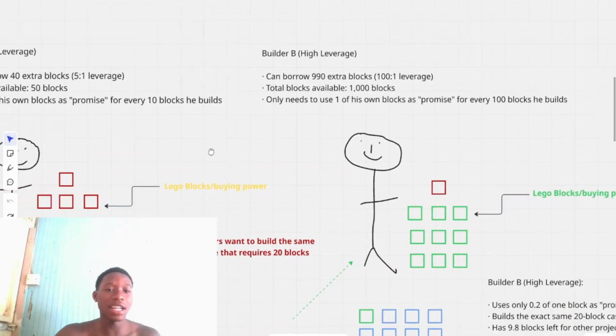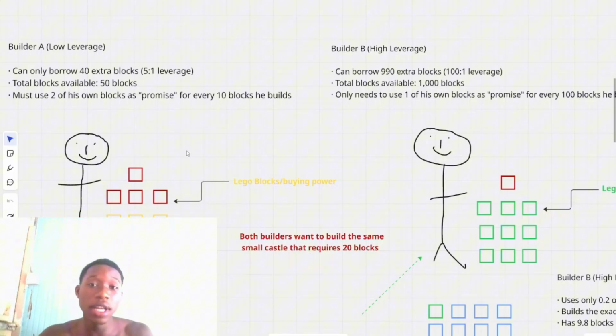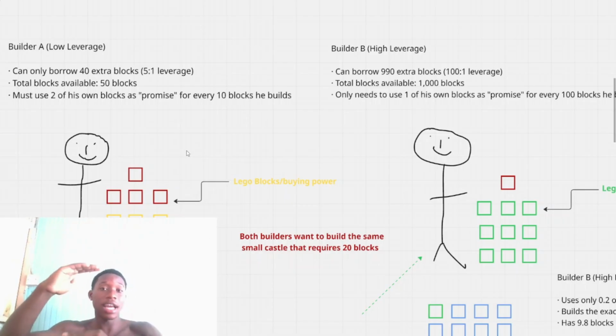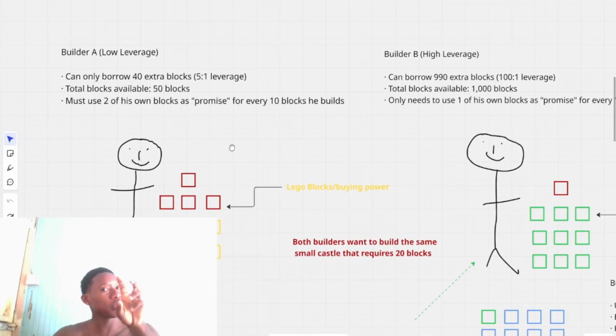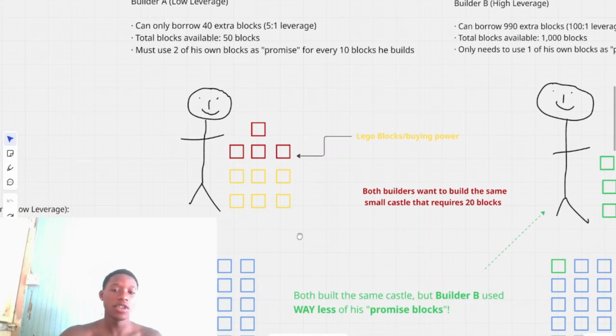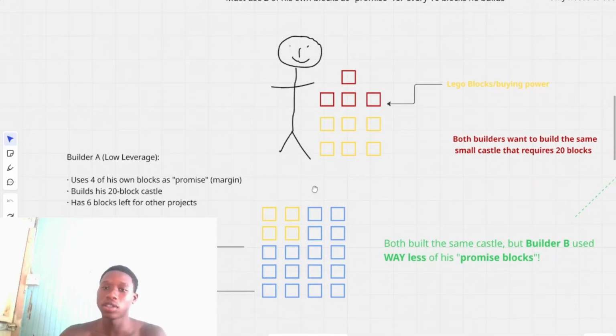So now that we have that out of the way, both builders want to build the same castle that requires 20 blocks, right? Both builders want to build a Lego block castle that requires 20 blocks, but both of them only have 10 blocks. So that means they will need to borrow or use the leverage to build a castle. So there we have it. As we can see, builder A promises 4 of his blocks, because remember he has to promise 2 of his blocks for every 10 blocks he borrows. So if you want to build a castle, he has to promise 4 blocks to get 20 blocks.